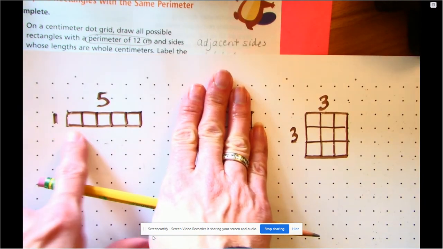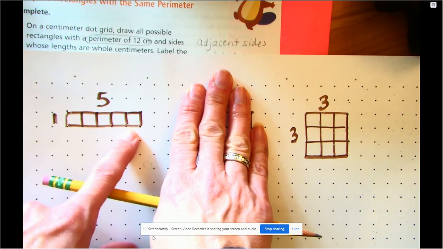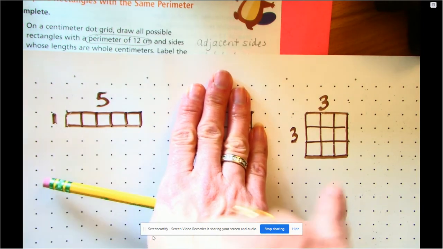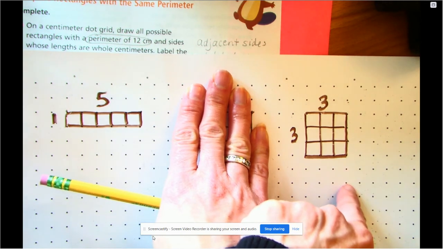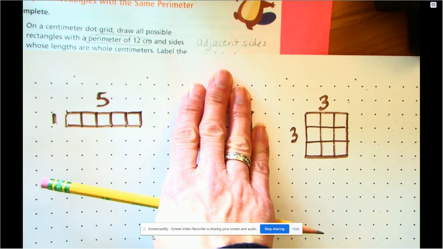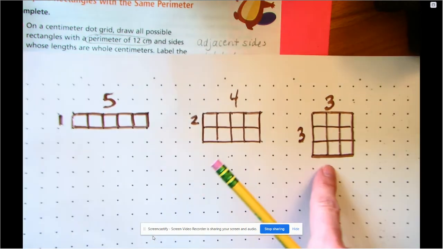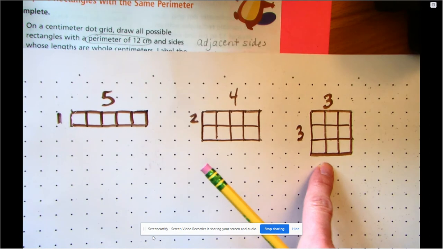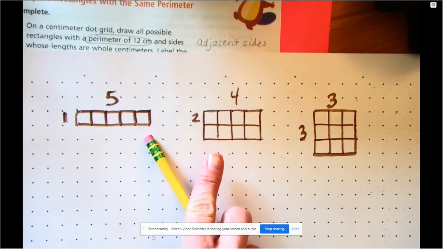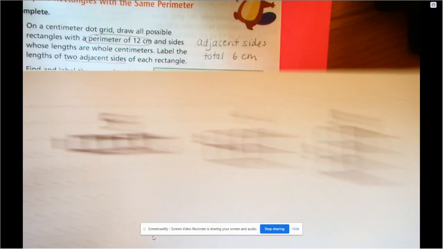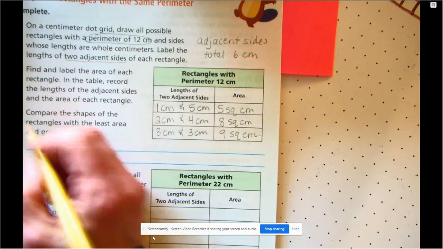What do you notice? The least area is kind of long and skinny, isn't it? The greatest area makes a square. So, very different shapes. Okay, so we're going to write that down. Remember, if you have your centimeter dot board, then you can draw right along with me and you can see that for yourself. Okay, let's write that answer down so that we can remember when we compared them.